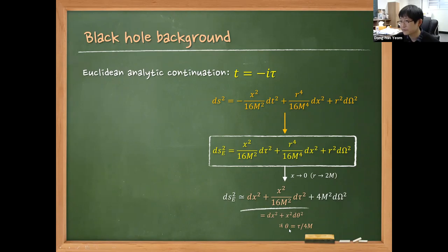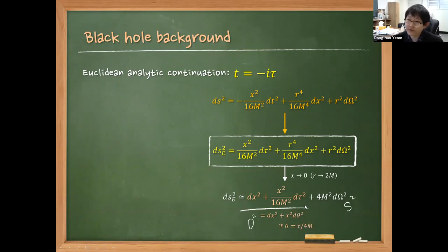So if you define theta equals tau over 4m, then this geometry near the horizon is exactly the same as dx squared plus x squared d theta squared. So exactly this part is the same as the D2, two-dimensional disk geometry. And the omega squared part is S2 geometry. I mean S2 topology, and this indicates the D2 topology. But the necessary condition is that theta must be defined by tau over 4m.